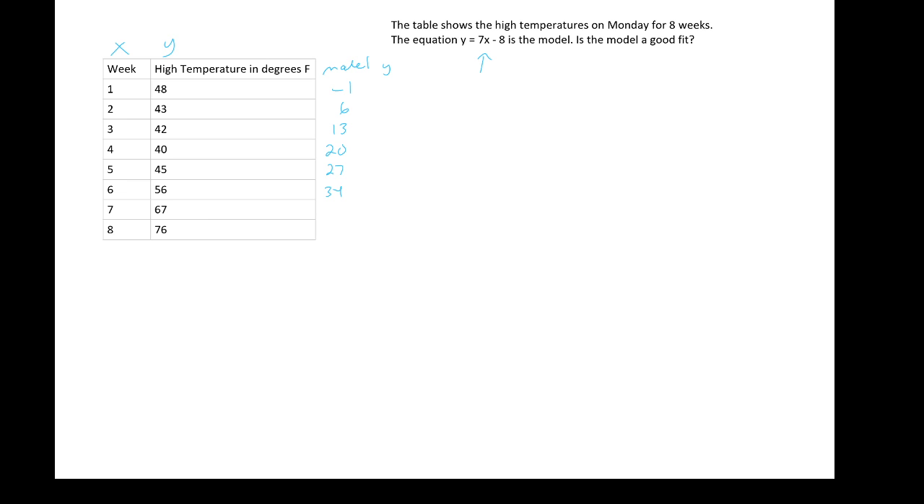7 times 7 is 49. 49 minus 8 is 41. And then we have 8. It's going to be 8 times 7 is 56. 56 minus 8 is 48. So now let's calculate residual. Remember, residual is going to be the model minus the data.